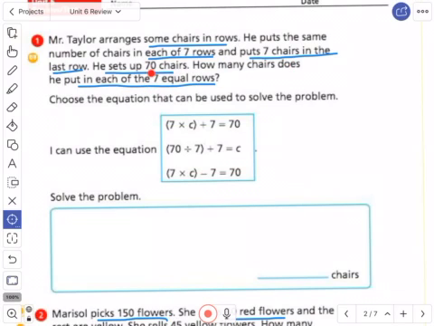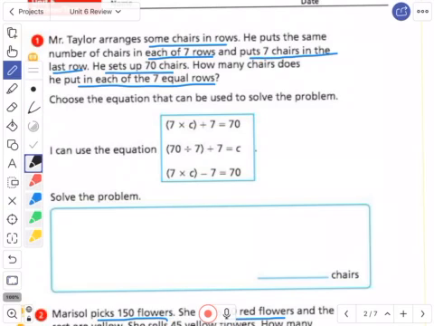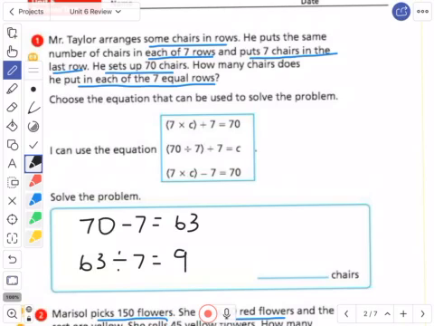So if he set up 70 chairs total, I really don't need this part right there. I don't need those 7 chairs. So one thing I want to do is get rid of those 7. I know that 70 minus 7 equals 63. That's my first step. Then I can do 63 divided by 7, which equals 9. So 9 chairs are going to go in each row.